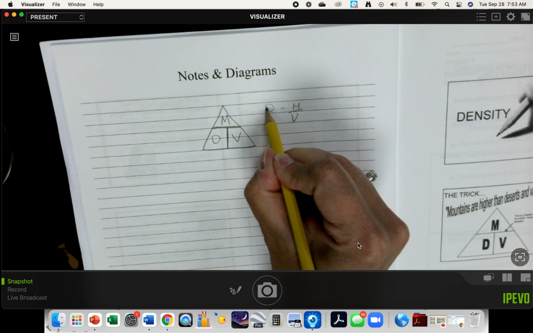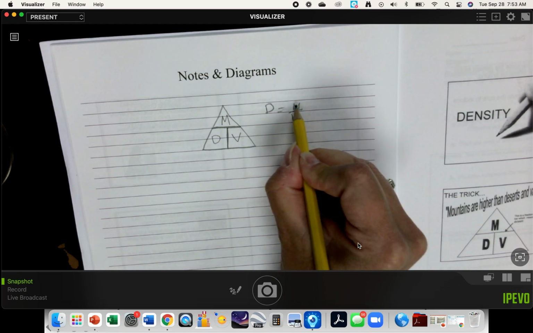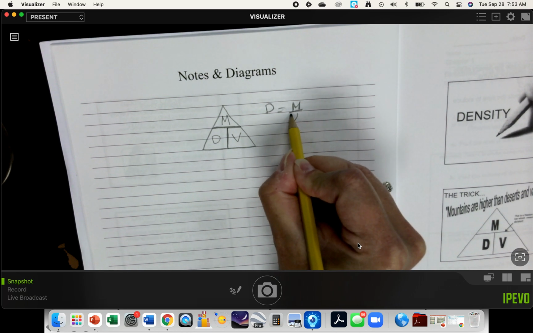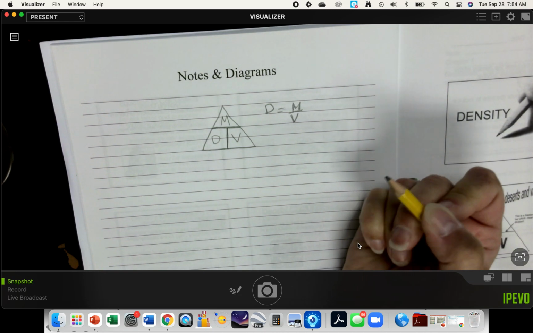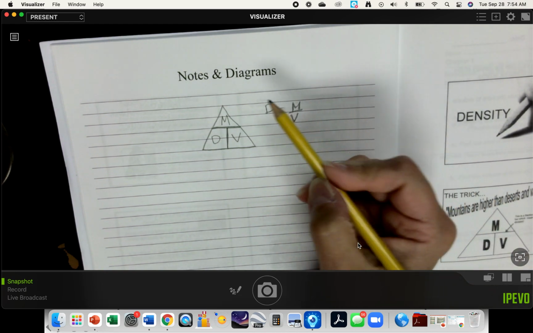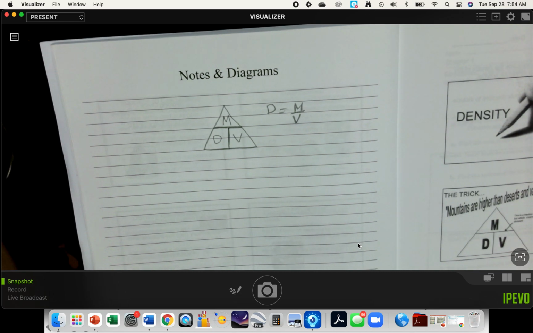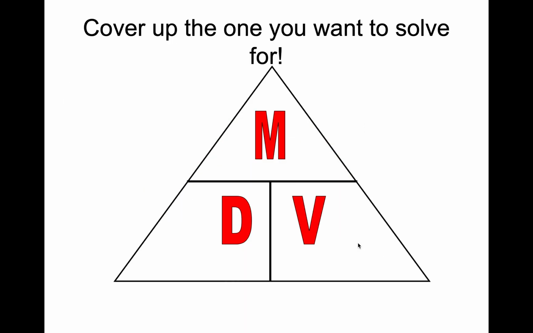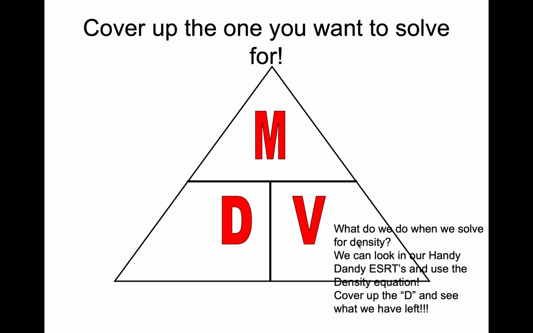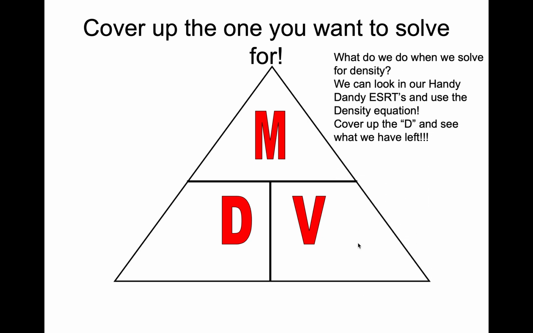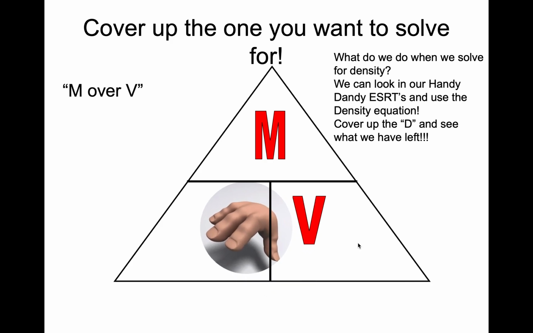Now this is a trick which allows us to pre-isolate the variable. Now we know that in the ESRTs we already have the density equation or formula, okay? D equals M over V. Well, what if we want to solve for mass or volume? Well, there's a way that we use this trick, all right? We're going to cover up the one that we want to solve for. So what do we do when we solve for density? Okay, we cover up the D. So let's have scary hand. Scary hand covers up the D, and you're left with M over V, and that means we divide.